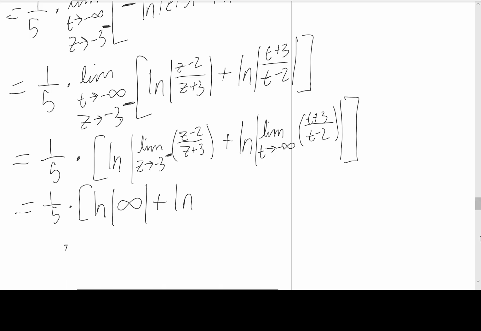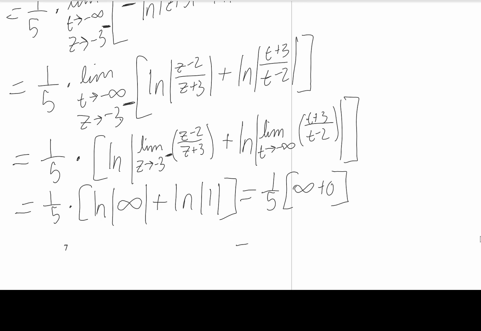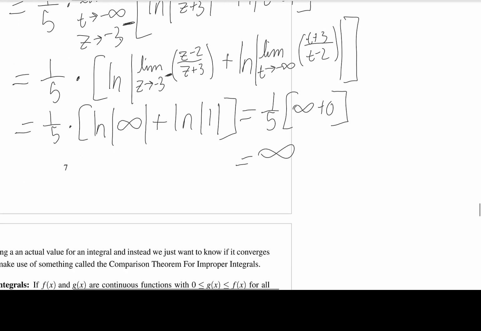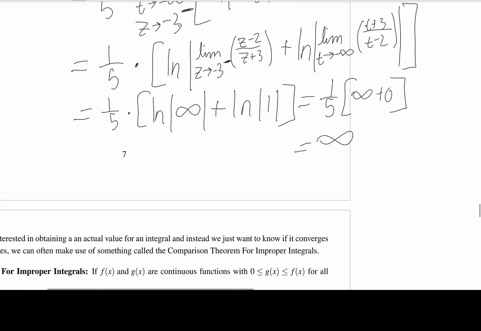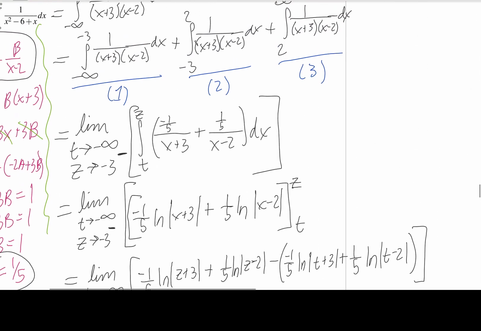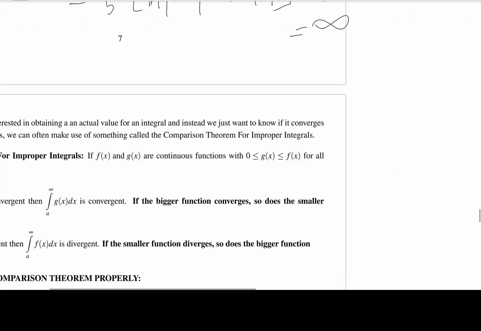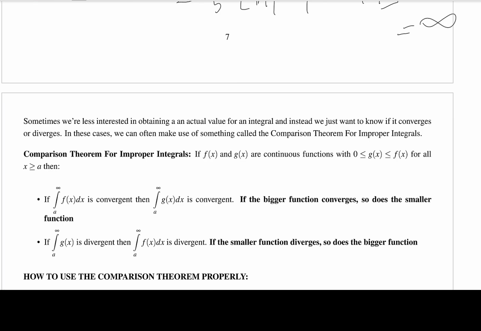Plus ln. Here we can use L'Hopital's rule. So this is just going to be absolute value of 1. So this will give us 1/5 times infinity plus 0, which will give us infinity. And so we are done because we got that this one integral out of our 3 diverged, which means the entire thing has to diverge. So the integral diverges.